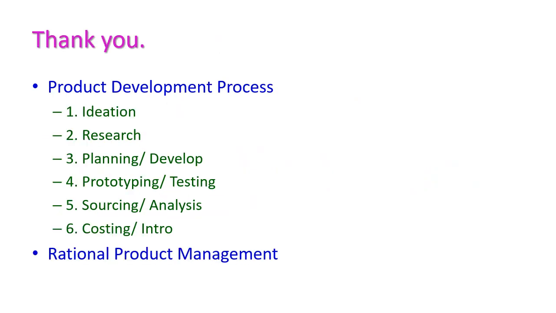Up to this we have seen the different steps in the product development process, and they are ideation, research, planning and development, prototype or testing, sourcing and analyzing, costing and introducing the product into the market. And these are the different steps in the product development process. Apart from this, we have rational product management which is used in the software industry.